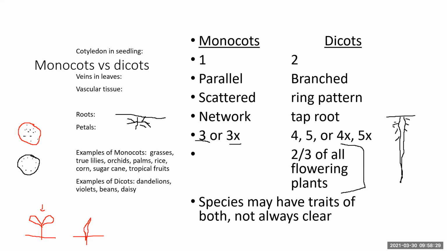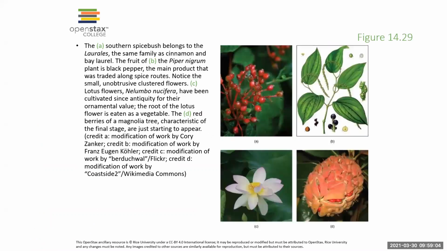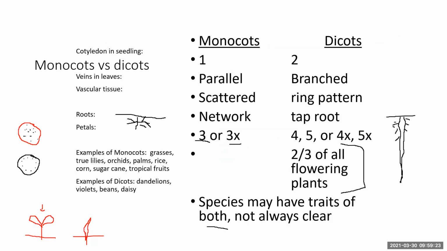Some examples of dicots are like dandelions, daisies, beans, those type of species. Examples of monocots are like palms, orchids, true lilies, corn, grasses, etc. So those would be your examples of monocots. Some species, though, may have traits of both. So determining whether they're a monocot or dicot can be difficult in that situation. So like the magnolia, right, and the lotus are plants that have features from both monocots and dicots. Okay? And so that can make them a little difficult to tell apart.